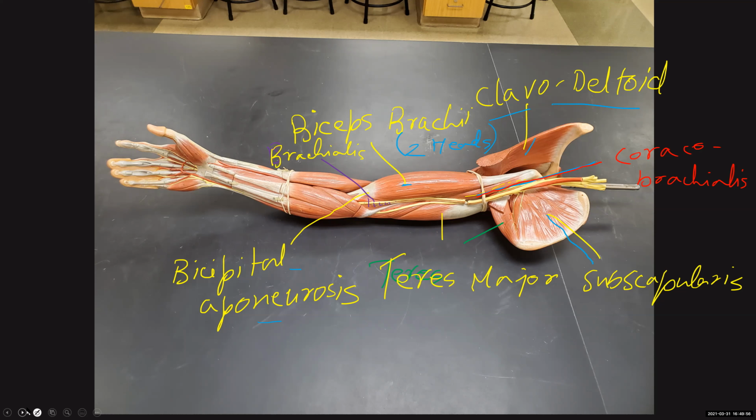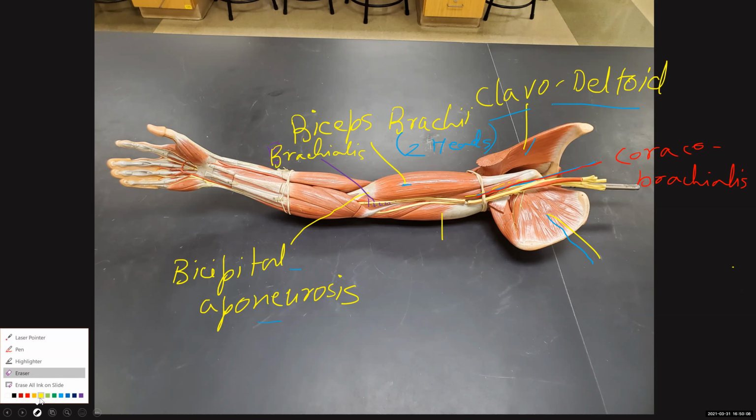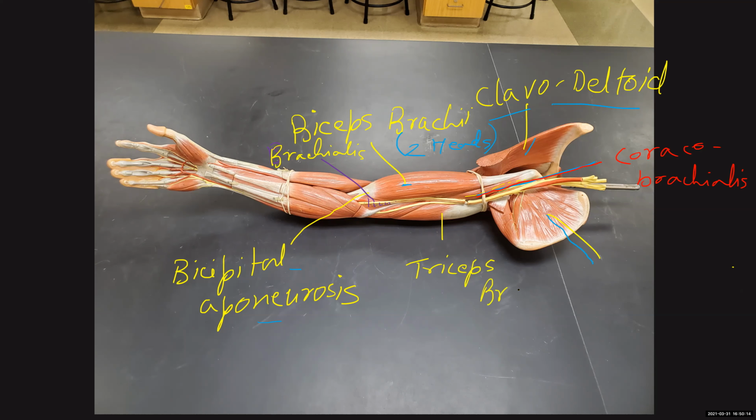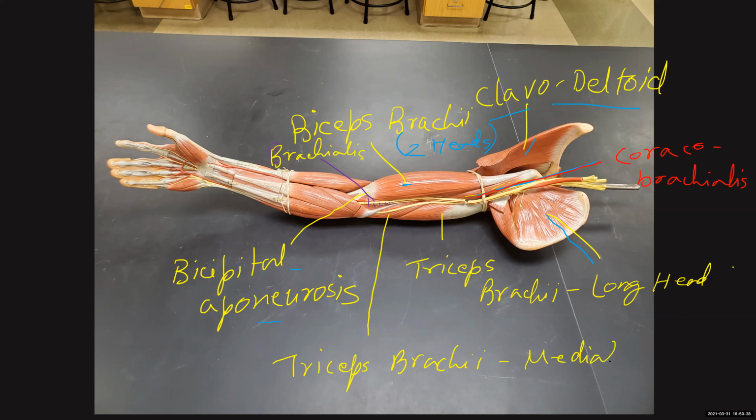This is triceps brachii. Let me erase the teres group. This is the triceps brachii, long head. We do identify the triceps brachii as individual heads, long head, lateral head, and medial head. Triceps brachii, long head, and here, this is the triceps brachii, medial head.